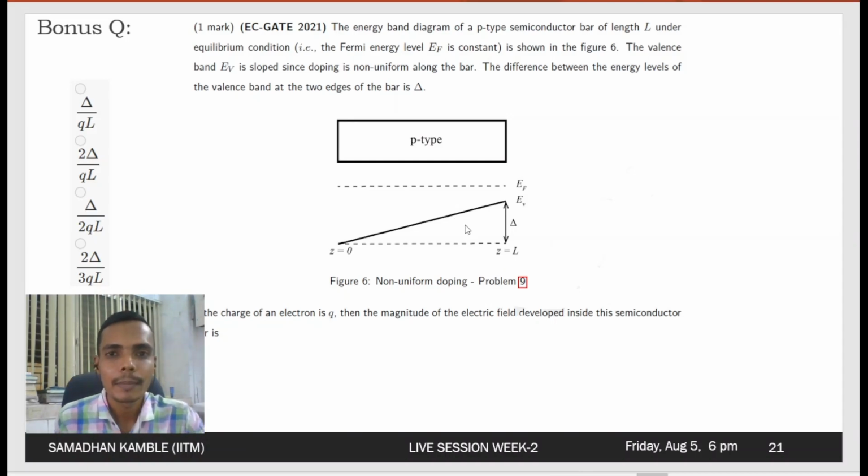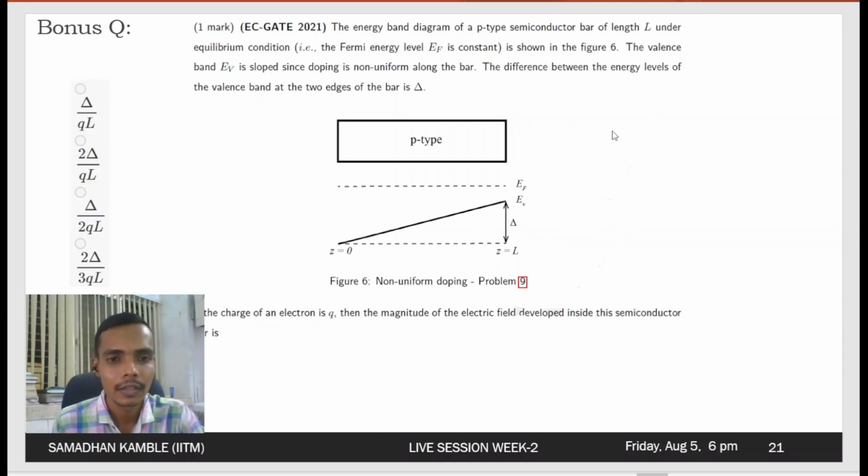The energy band diagram is given. This problem appeared in the EC GATE 2021. The energy band diagram for a p-type semiconductor bar of length L is given. This is the equilibrium condition, and the valence band EV is sloped since doping is non-uniform. So we saw the condition of band bending, and the difference between the energy levels of the valence band at the two edges is given as delta. So this is the delta value.